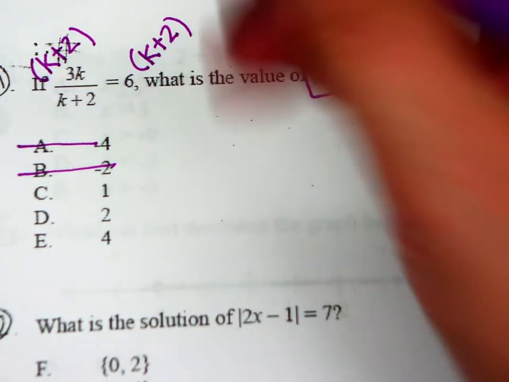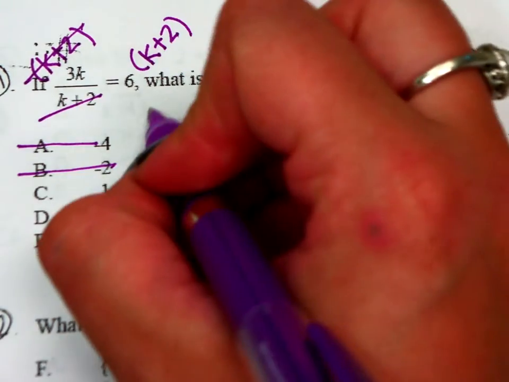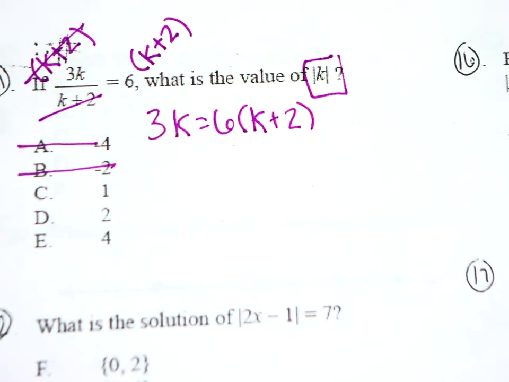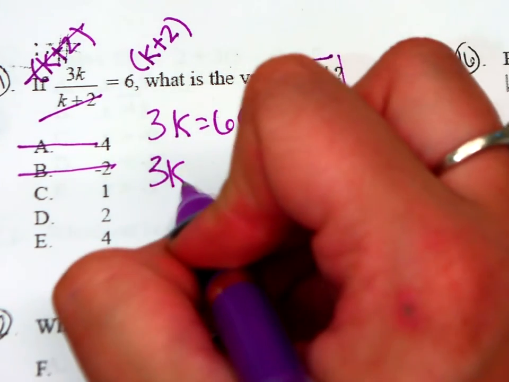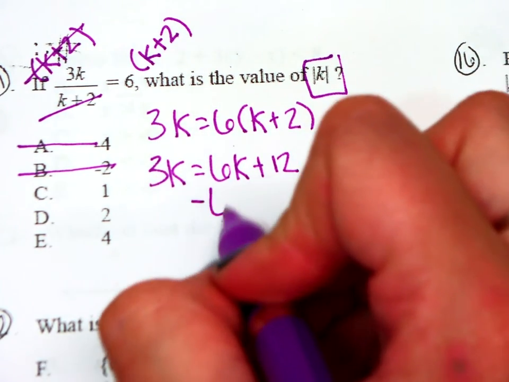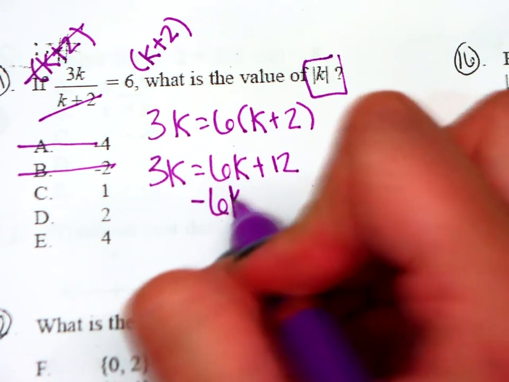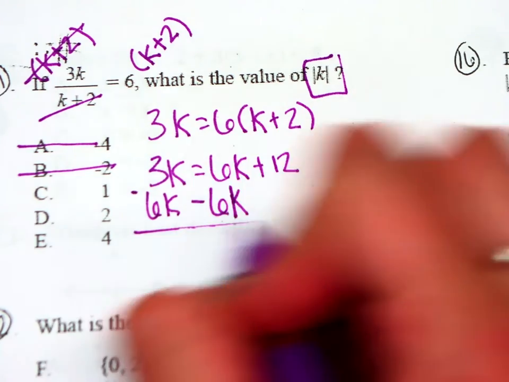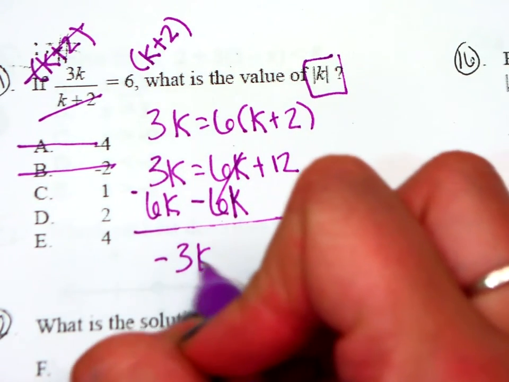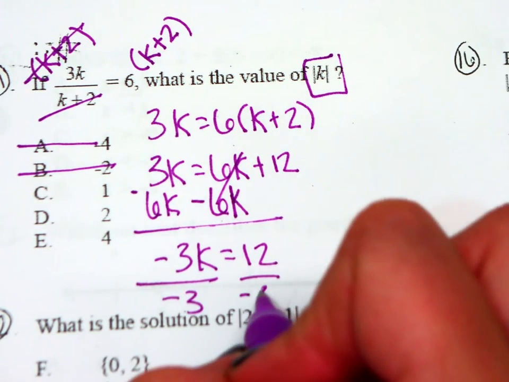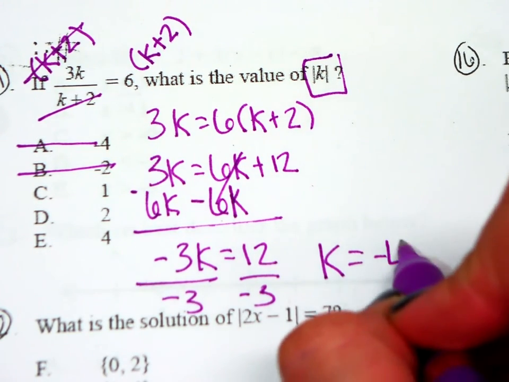So what happens here is this cancels with this, and I'm left with 3k equals 6 parentheses k plus 2. I'll distribute the 6, so I get 3k equals 6k plus 12. Subtract 6k. There we go. So I'm going to subtract 6k. Cancels, I have negative 3k equals 12. Then I'm going to divide both sides by negative 3, and I'm going to get k to equal negative 4.